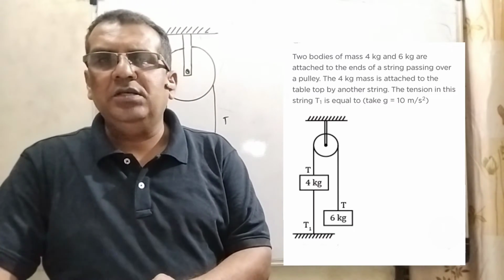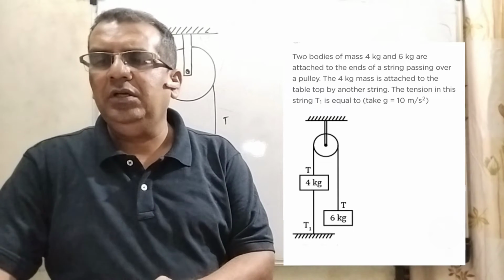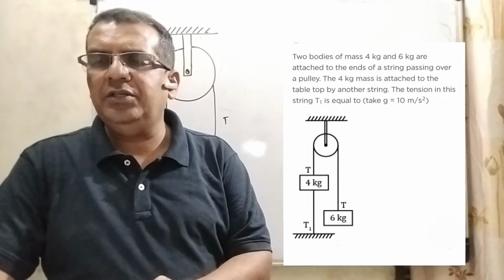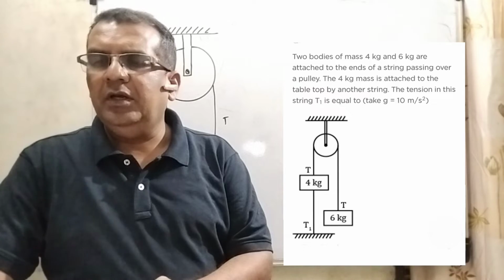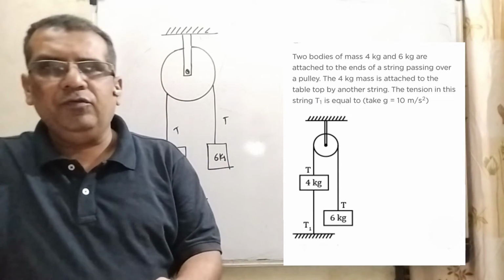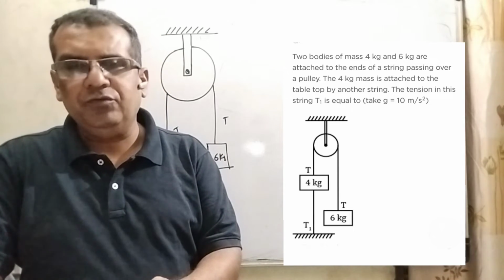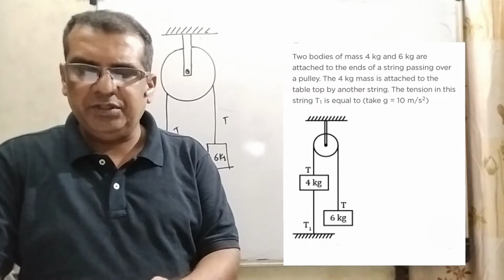Two bodies of mass 4 kg and 6 kg are attached to the ends of the string passing over a pulley. The 4 kg mass is attached to the tabletop by another string. The tension in the string T1 is equal to. Here we have given four options. Option A 19.6 Newton, option B 25 Newton, option C 10.6 Newton, option D 10 Newton.